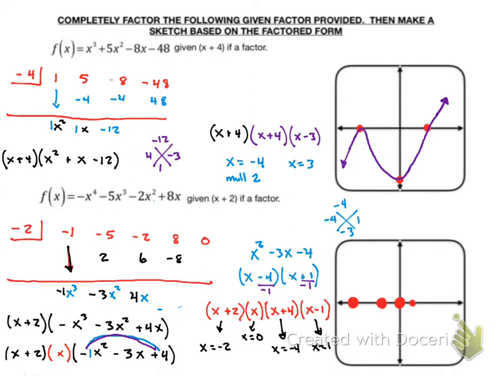So I need to look at my end behavior of x to the 4th power. And it's a negative x to the 4th power. So I know my ends are going to be going down and down. And see, I have no multiplicity, which means I'm going through everything. So no bounces. And there you have it.